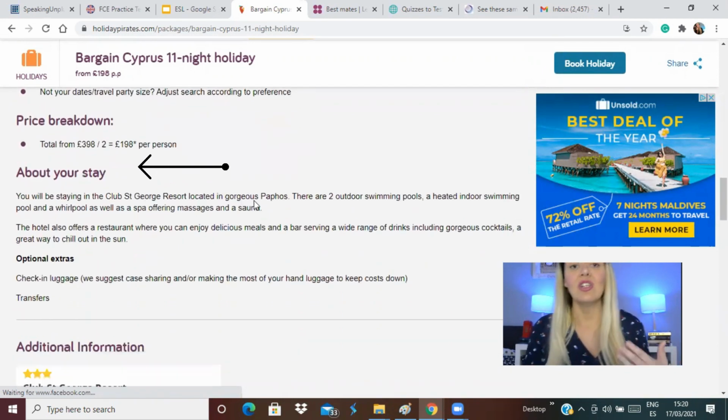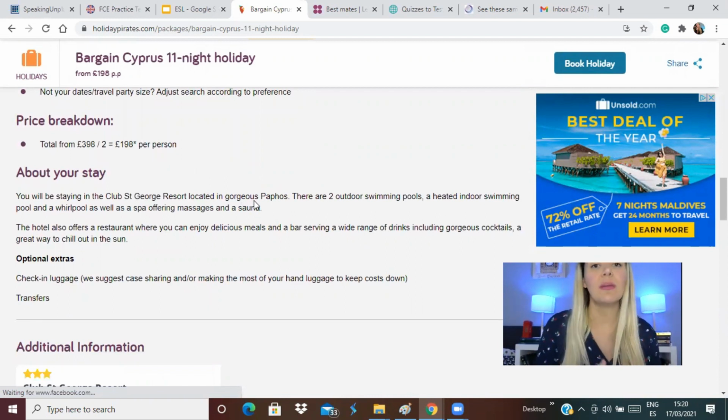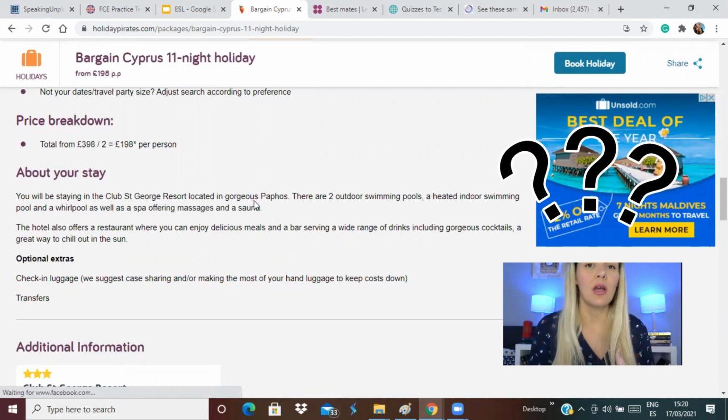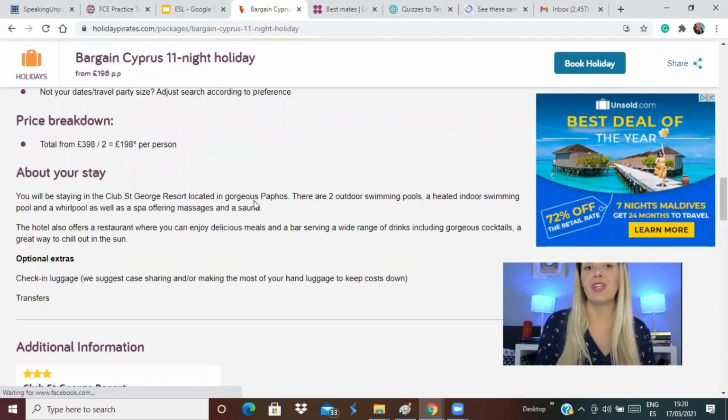and then about your stay. So basically, you are going to ask the student questions about this pack. So are the meals included? Are you going to be sharing a room, or are they offering you a single room? Okay, so the student really needs to understand what they are reading to make sure they are going to buy the right thing.